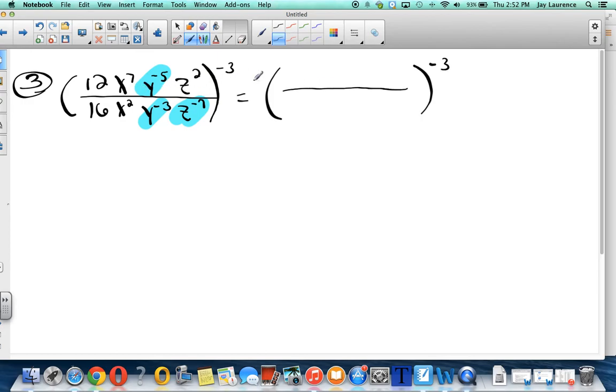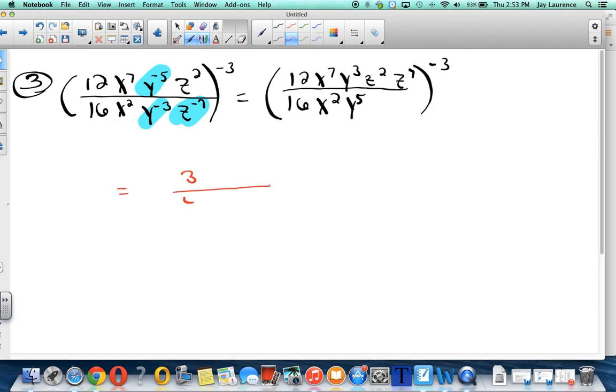So I'm going to have 12 x to the 7th. The y to the 3rd is going upstairs. The z squared is upstairs. And the z to the negative 7th moves up. So does z to the positive 7th. In the denominator, I'll have a 16. I'll have an x squared. The y to the 5th is going to move down. And that's it. Okay, so now I'm going to simplify everything that I can.